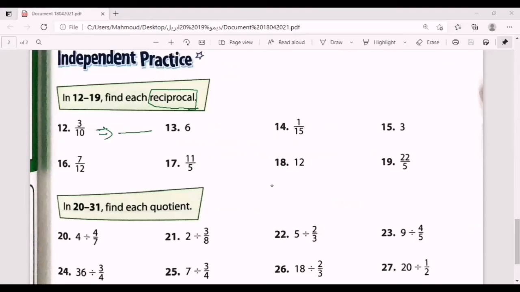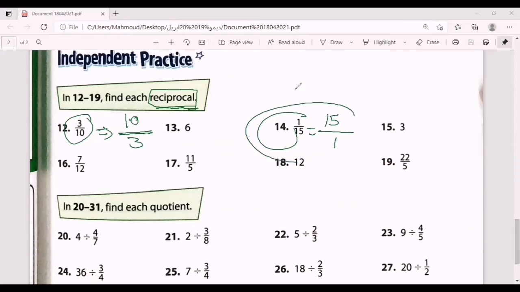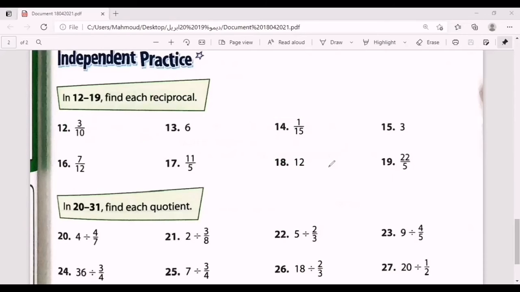Okay. Ammar, can you hear me? Yeah. Okay, can you tell me how we can find the reciprocal for any fraction here? We just flip the fraction. Excellent. So the answer will be what? 10/3. Yeah, and this fraction 1/15, the answer will be what? 15/1, and so on. All of them, flip the fraction.